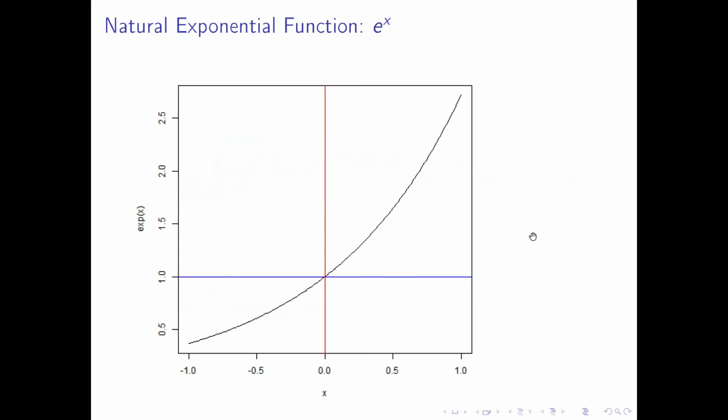So let's look at a graph of this natural exponential function. On the x-axis, basically, we can take on any values on the real line, right? So x can be equal to anything on the real line. But what is y equal to? Well, y has to be a positive number.